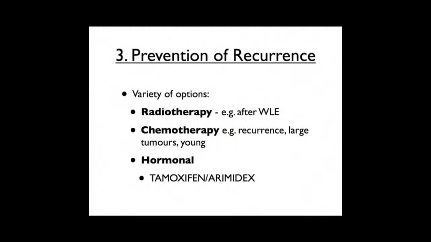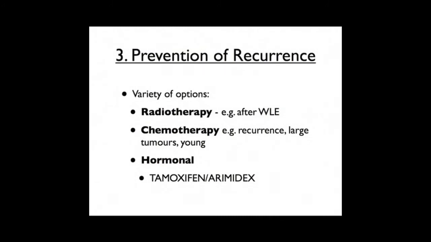So you also need to prevent recurrence, and you've got 3 main options. This involves radiotherapy, chemotherapy, or hormonal treatments. So radiotherapy can be used after a wide local excision, as we've already said, to treat the axilla, or in palliation of metastases, such as in the bone. Chemotherapy, there's no guidelines as to when this is used, but it's more commonly used with recurrence, in large tumours, or in younger women who are premenopausal.